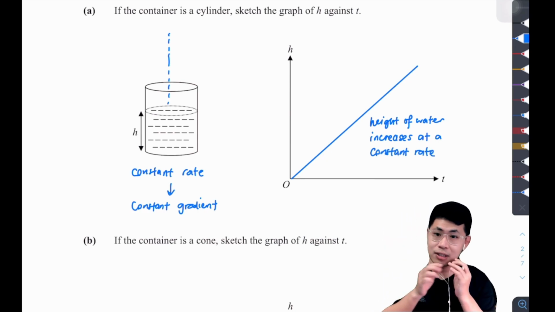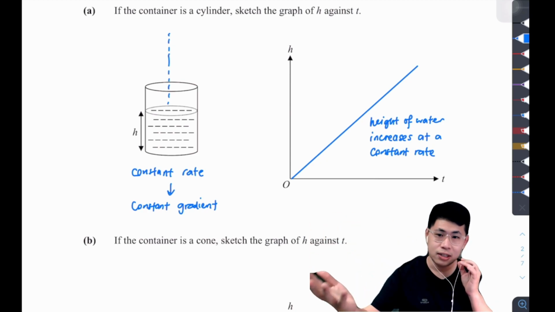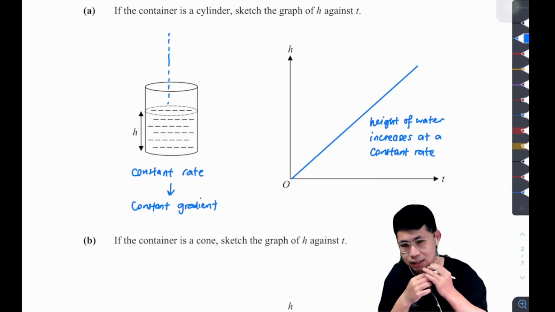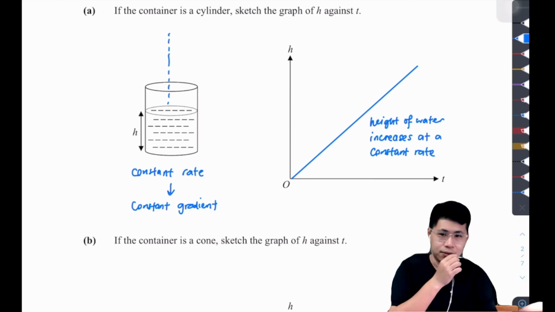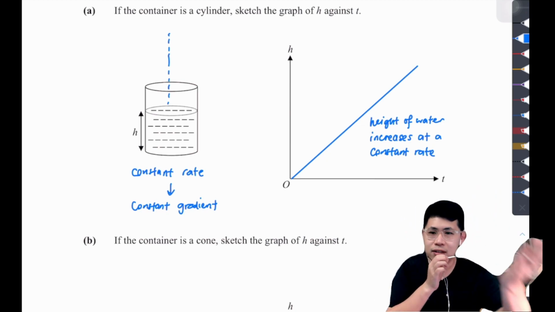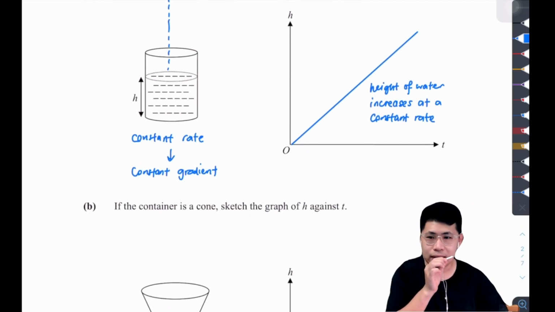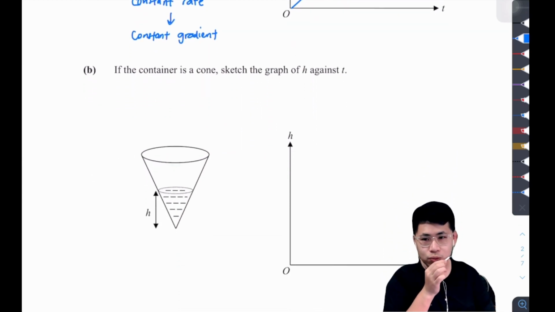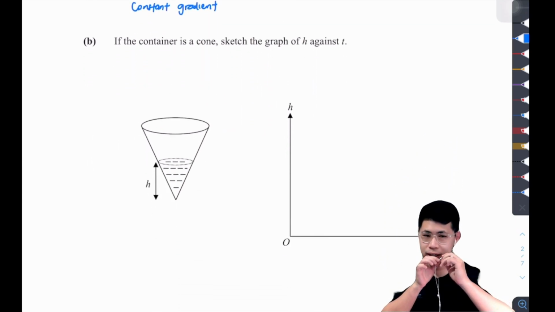Okay, so do you see how this feels? The gradient is constant, so the rate is actually constant. Constant gradient, constant rate. Okay, next one. If the container is a cone, sketch the graph of H against T.